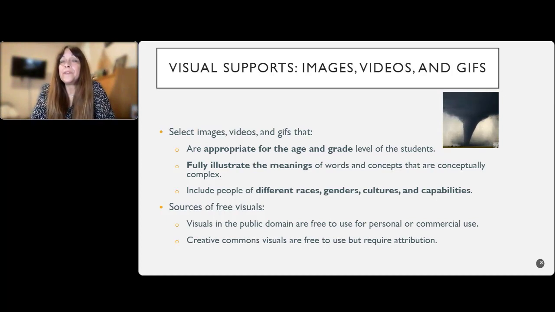I really would like you to think about using visuals, but you need to put some things into consideration as you select those visuals. There are some variables such as selecting visuals that are age and grade appropriate for those students, that they are images, videos, and GIFs that represent the students in your class and the diversity of your students, that they clearly demonstrate the meaning of the words so that you can bring the information to the reader in a way that is respectful. I also want to remind you that the visuals are mainly free, but keep in mind that there are some visuals that you may need some type of attribution.